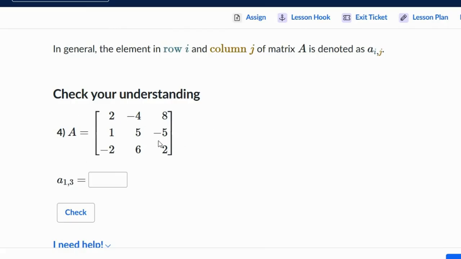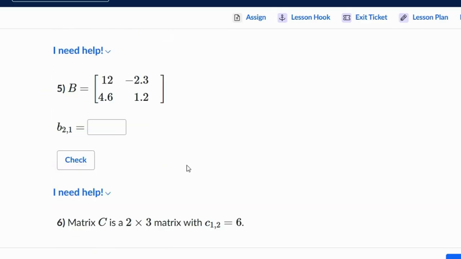So let's check to see how we can do here. If we have matrix A, and we want to know what is A1,3, which element do we need to type in here? Looks like everyone's agreeing. Everyone likes number 8. Yes, 1,3 would be the first row with the third column. So that would be the 8. Very good.